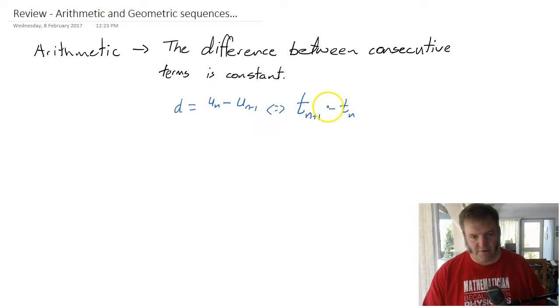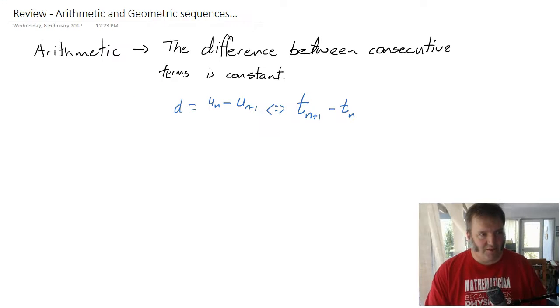One term minus the previous term, whether I call it n and n minus 1, or n plus 1 and n, doesn't really matter. What that means is if I have a list of numbers, the 5th minus the 4th, the 4th minus the 3rd, the 39th minus the 38th, always gives me the same answer. So that's what an arithmetic sequence is. That's pretty good. We should remember that.